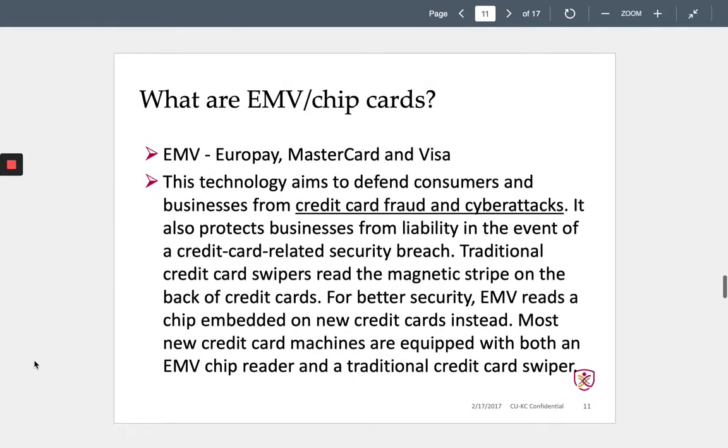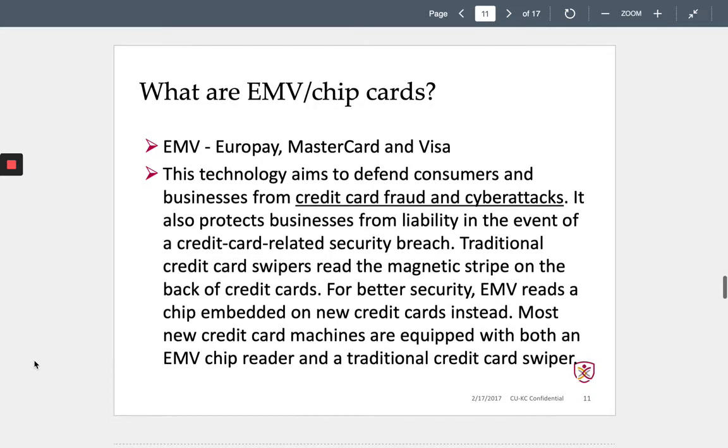So the chip cards are becoming standard, and I think at this point we all know that there's more security built in for the chips as well.